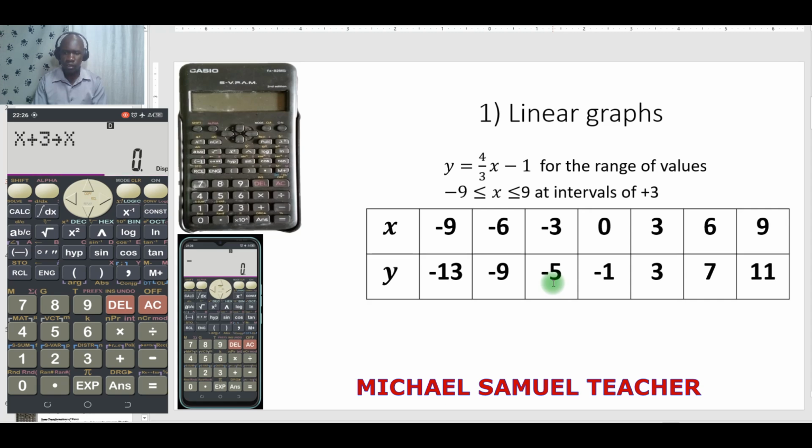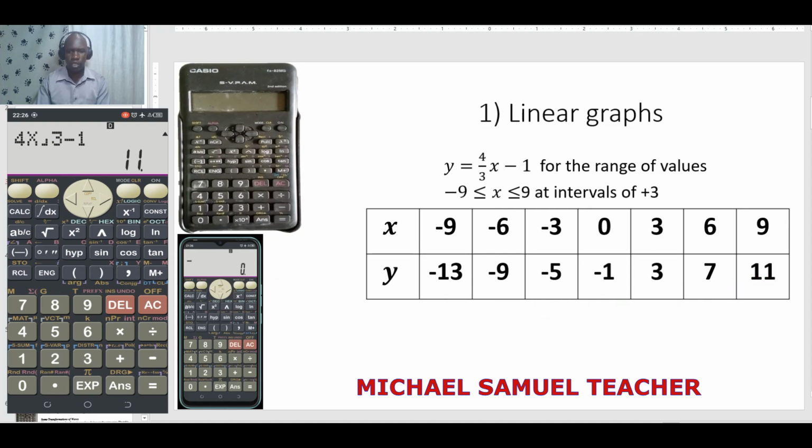Press the equal key again, you get 0. Again, you get minus 1, the corresponding value of y. Press equal key again, get 3. You press again, you get 3. Press again, you get 6. That is the corresponding value of x. Press again, you get 7. Press again, you get 9, press again, you get 11. And that's how you use the calculator to fill in the table for linear graphs.